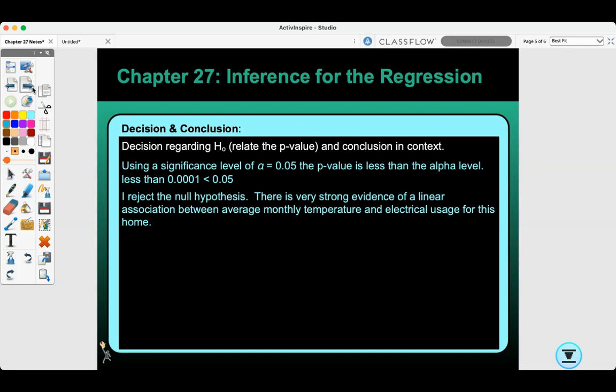Using a significance level of 0.05, the p-value is less than the alpha level because less than 0.0001 is less than 0.05. I reject the null hypothesis. There's very strong evidence of a linear association between average monthly temperature and electrical usage for this home.